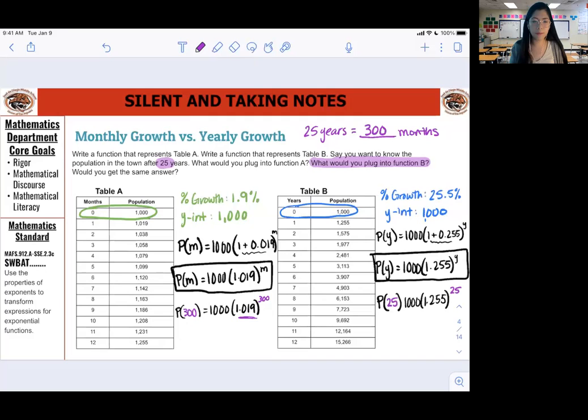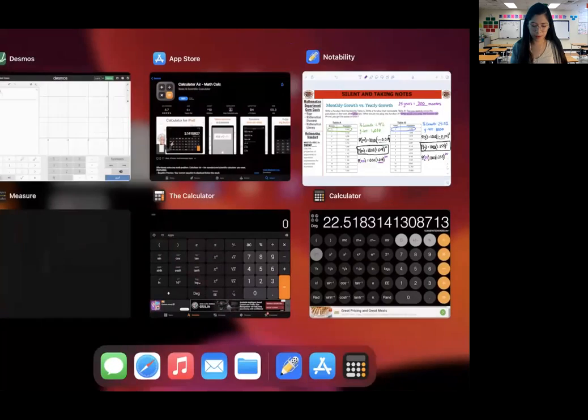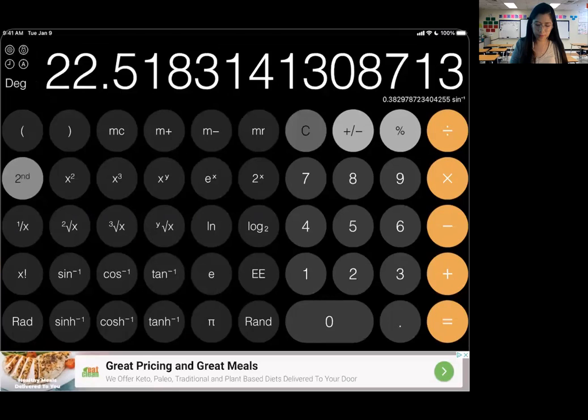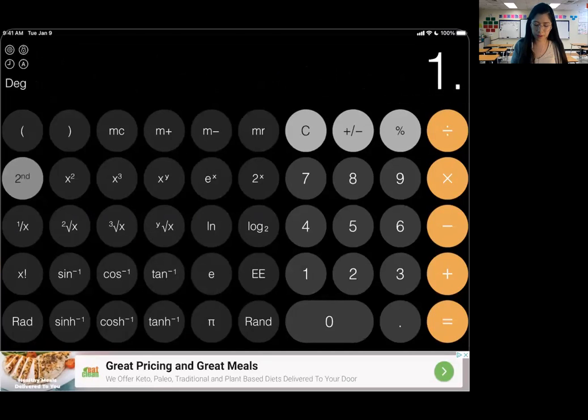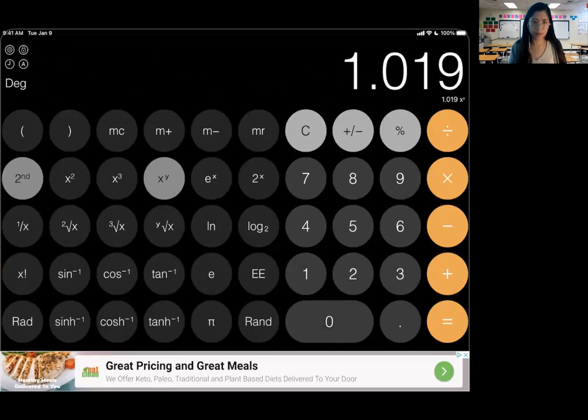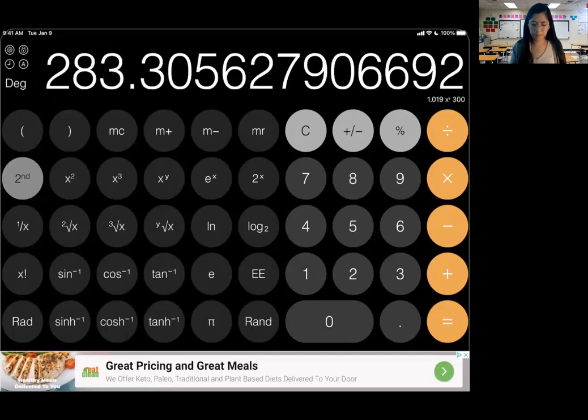So we're doing 1.019 to the power of 300, and then take that number and multiply it by 1,000. So here we go. It's 1.019. What button do I use to put it to the power of 300? X to the power of Y, in the middle. Good. X to the power of Y, hit 300, hit enter.